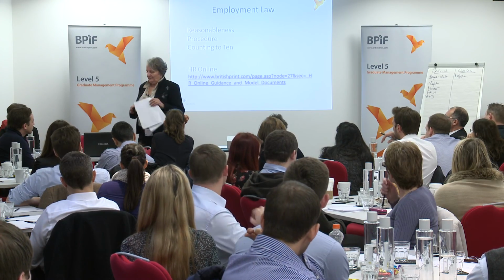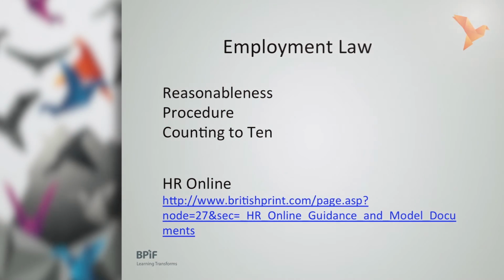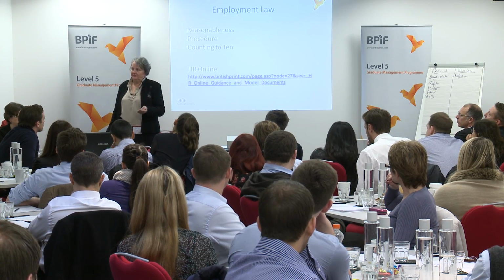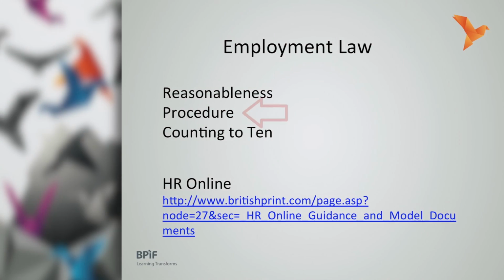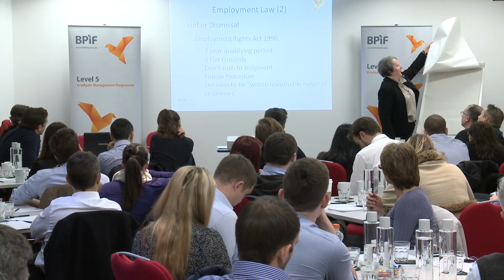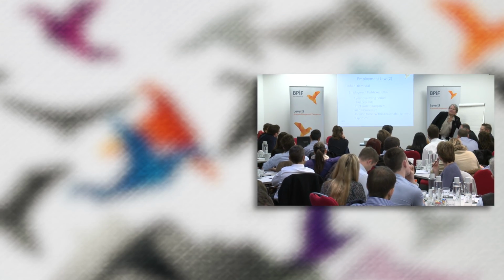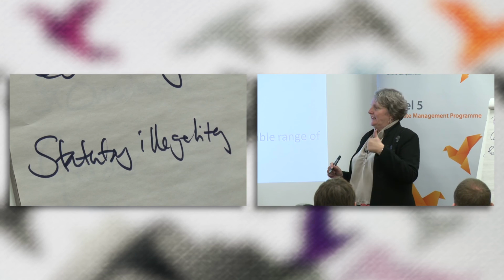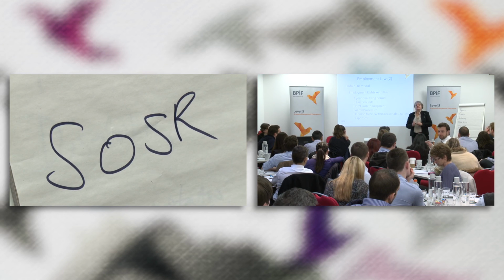Okay, these are the main principles. In employment law, it's all about reasonableness. Have you behaved in a reasonable manner? Unfair dismissal in particular. The law about unfair dismissal is not to prevent you dismissing somebody. It's to make sure that you do it fairly. Have you followed a proper procedure? You can only dismiss people for one of the five fair grounds. Can anyone, you'll probably get three out of the five fair grounds. Yes, performance, conduct, redundancy, statutory illegality, some other substantial reason, which obviously covers a multitude of sins.